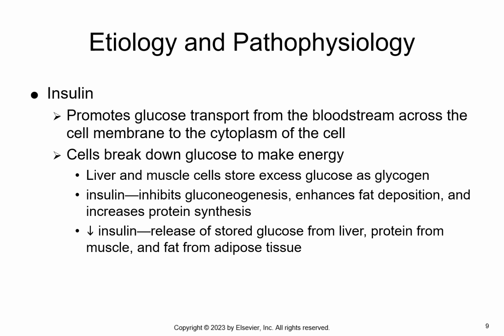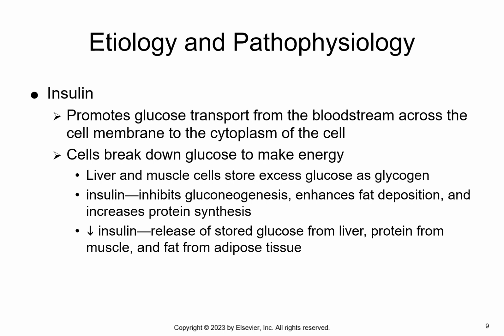So remember that the cells now break down glucose to make energy. So the liver and the muscle cells will store excess glucose as glycogen. There's a rise in plasma insulin after a meal, and that inhibits or blocks gluconeogenesis. There's an enhancement of fat deposition of adipose tissue, and increased protein synthesis. For this reason, insulin is an anabolic or storage hormone. The fall in insulin levels during normal overnight fasting promotes the release of stored glucose from the liver, protein from the muscle, and fat from adipose tissue.